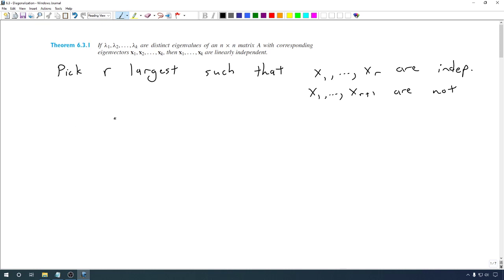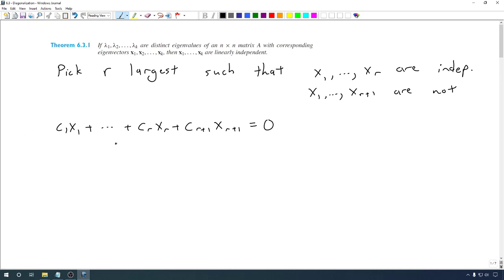So what does that actually mean? Well, because these are not independent, there are c1 through c(r+1) such that the linear combination c1 x1 + ... + c(r+1) x(r+1) is equal to 0, where not all of the c's are equal to 0. In fact, we cannot just have c(r+1) not 0 and all the other ones 0, because x(r+1) is not the 0 vector. So at least one of c1 through cr is not 0.